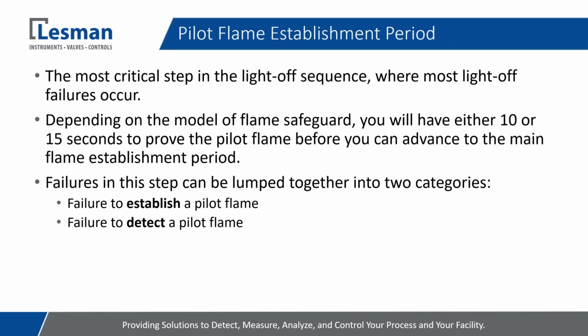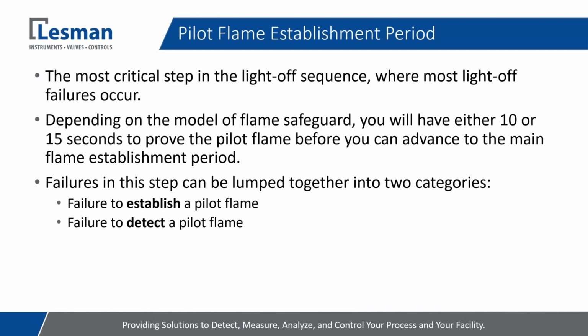Okay, so really where the rubber meets the road on lighting off a burner is during this pilot flame establishment period. This is the most critical step in the light off sequence, and this is where most of the time, when I get calls or I've been to startups, I see the most failures occur, right?